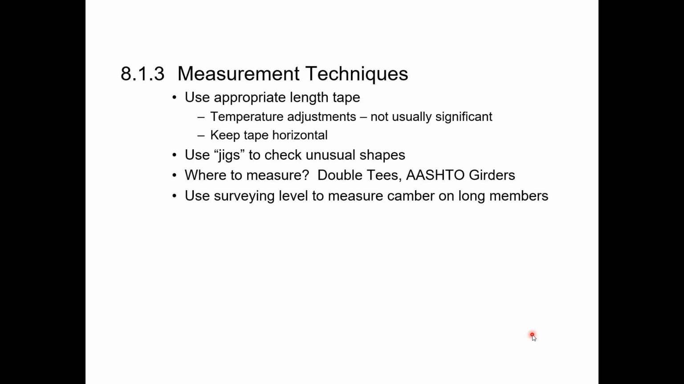There are some plants that will, instead of using a string line stretched across the bottom of a component and then measuring up to the bottom to measure camber, and that's one way you can do it, another way would be to use a surveying level and just take multiple shots along the length of that piece to then plot what the camber is. So either one of those is acceptable.